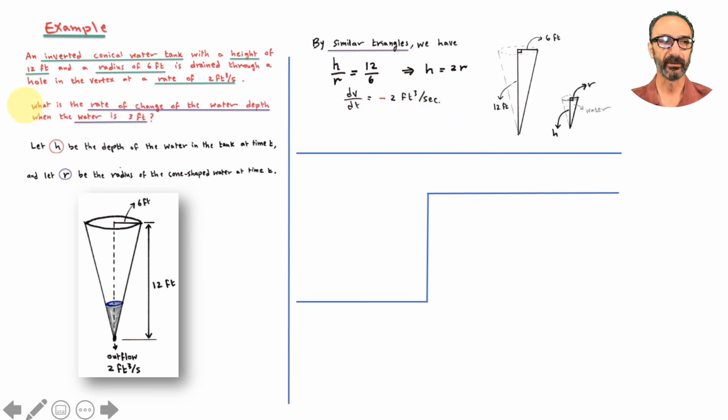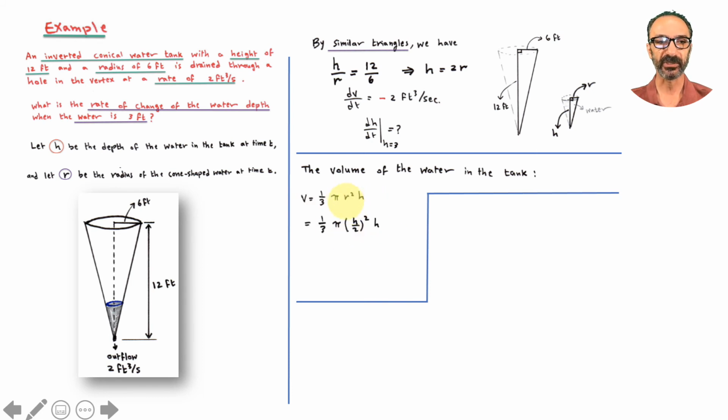What is missing, what they want us to find is, what is the rate of change of the water depth? The water depth. That means they want dh/dt when the water is 3 feet height. It should be 3 feet height. Okay? Now we are ready to start solving the problem. The volume of the water in the tank has a formula. It's a cone shape, which is 1/3 pi r squared h.